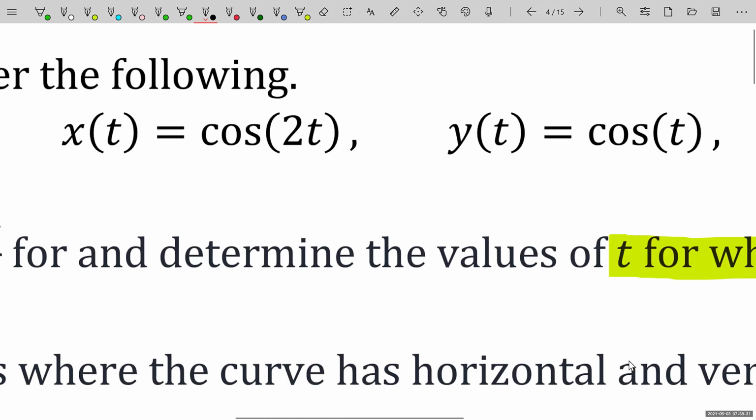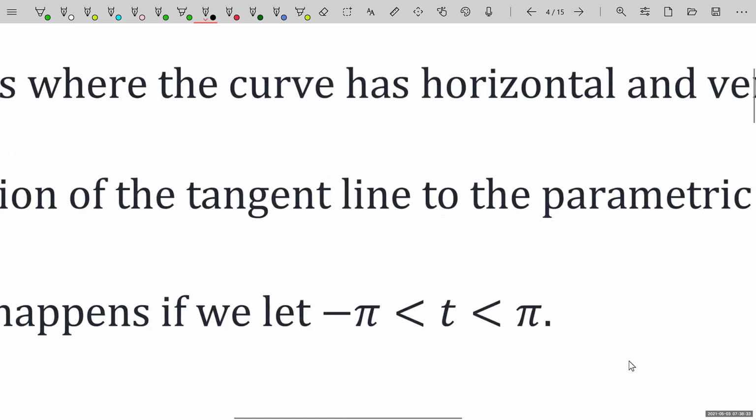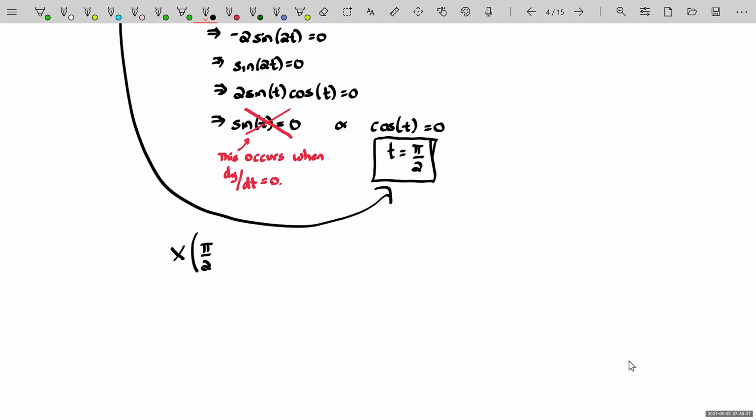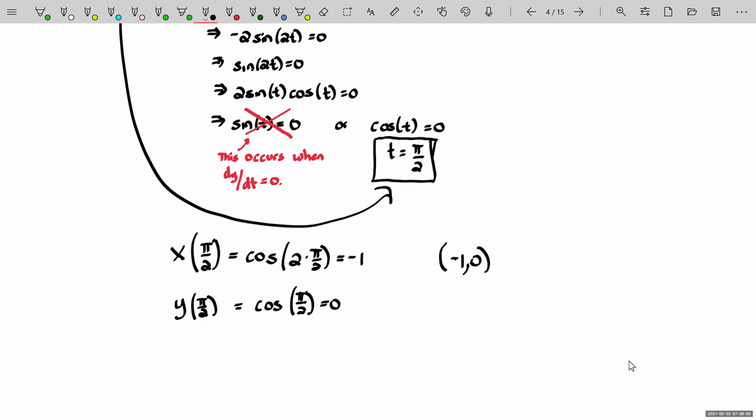So x at time pi over 2 is cosine of twice pi over 2, cosine of pi, which is -1, and y at time pi over 2 is cosine of pi over 2, which is 0. So the point is at (-1, 0), where we have a vertical tangent.